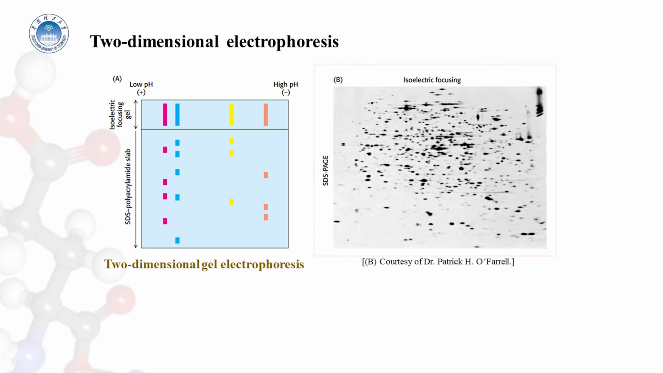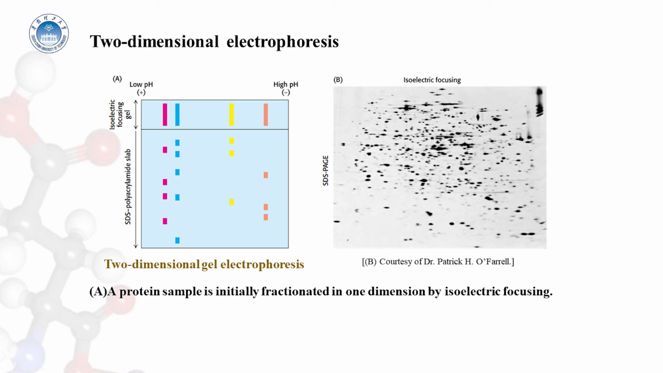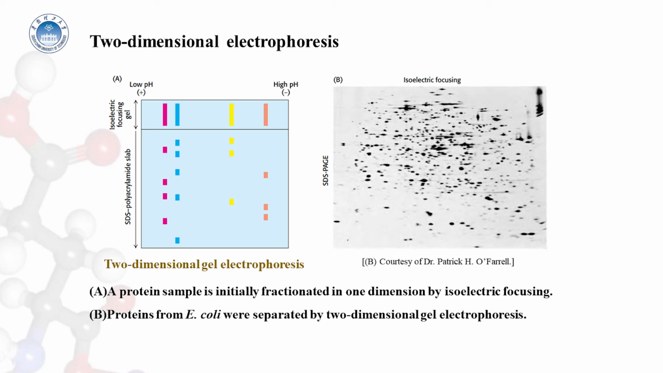As the figure shows, a protein sample is initially fractionated in one dimension by isoelectric focusing, and the isoelectric focusing gel is then attached to an SDS-PAGE gel, and electrophoresis is performed in the second dimension, perpendicular to the original separation. So proteins with the same pI are now separated on the basis of mass. As figure B shows, proteins from E. coli were separated by two-dimensional gel electrophoresis, resolving more than 1,000 different proteins.